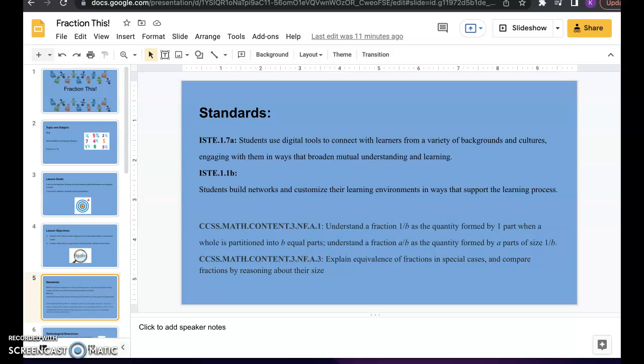The standards used in this lesson are that students will understand a fraction 1 over b as a quantity formed by one part when a whole is partitioned into b equal parts. Understand a fraction a over b as a quantity formed by a parts of size 1 over b. Explain equivalence of fractions in special cases and compare fractions by reasoning about their size.